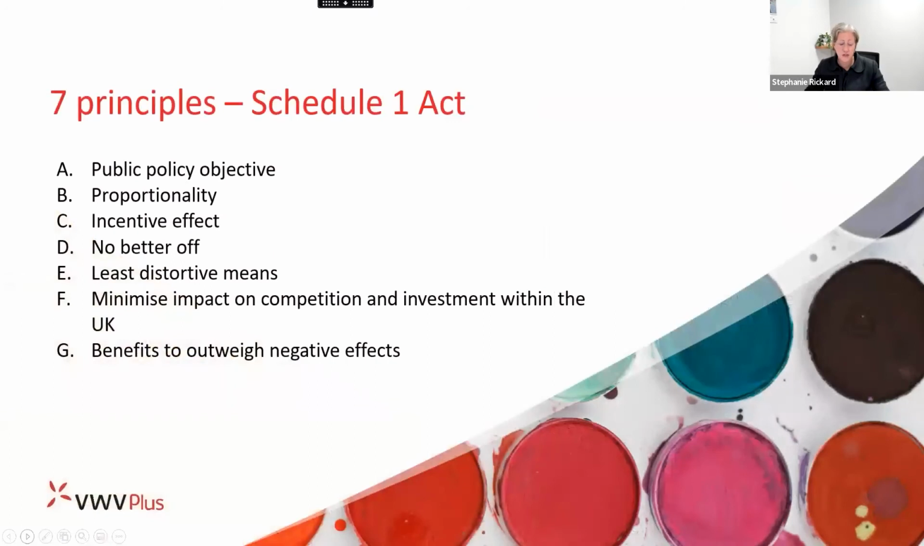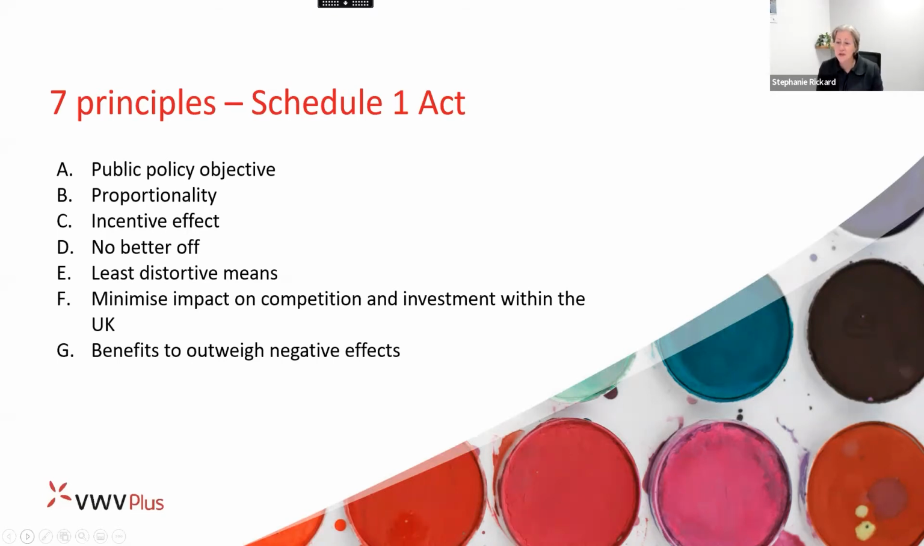So the 7 principles, in order to be permitted a subsidy, must have a public policy objective. Very often that will include market failure or policies such as levelling up or public good in the case of research. A measure must be proportionate, and the guidance says in assessing proportionality you need to look at alternative measures. So, for example, instead of a subsidy, would be providing a loan on commercial rates. Would that achieve the same outcomes?